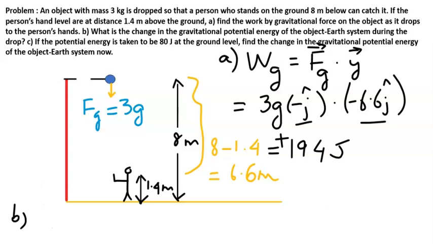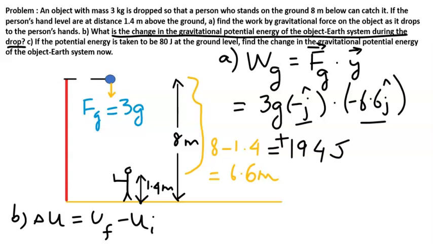Let's do part B. What is the change in gravitational potential energy of the object Earth system during the drop? Now the change in potential energy is the final potential energy minus the initial potential energy. Now that level is the final level, and the level from which it drops is the initial level. Now we are going to set the potential energy at ground level to be 0 joules, because we need to set it to be 0 somewhere. Let's calculate what this UF is, the final gravitational potential energy.